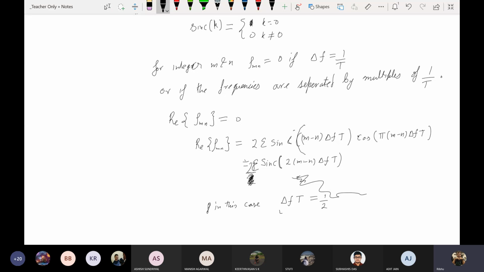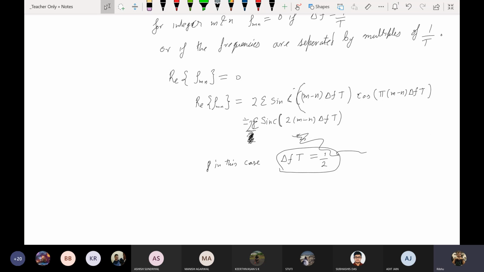Anyway, the key result is that delta f t is half, and since delta f t is half, delta f under coherent reception can be integer multiples of 1 upon 2t for orthogonality. So we get the condition for orthogonality in the frequency domain.